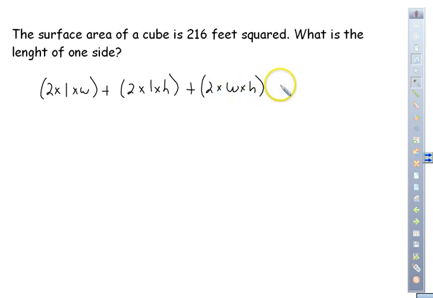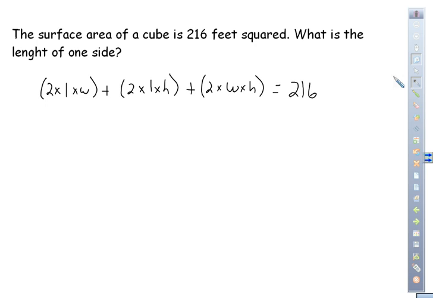And since we already know that this answer is going to equal 216 square feet, because that's our surface area, what is the length of just one side? Well, again, this is a cube. So what's similar in a cube? They all have the same length.